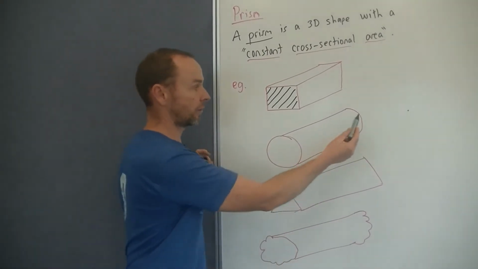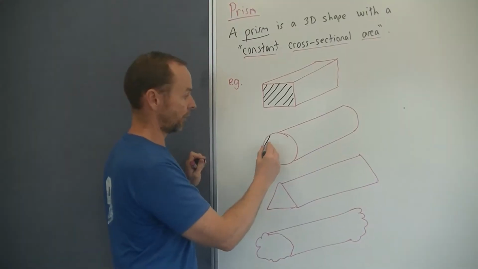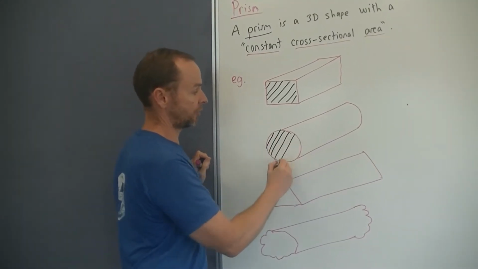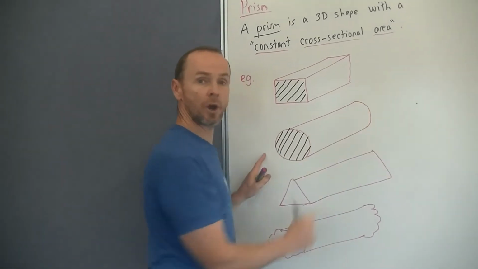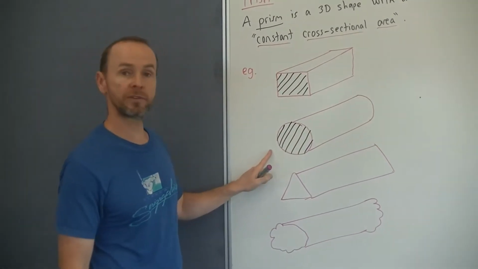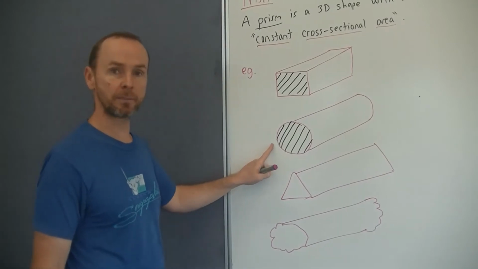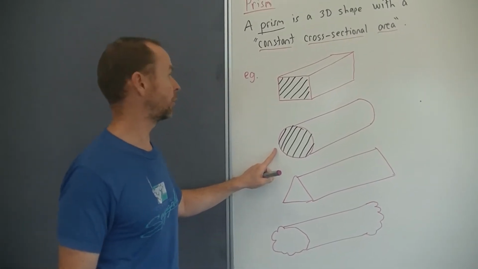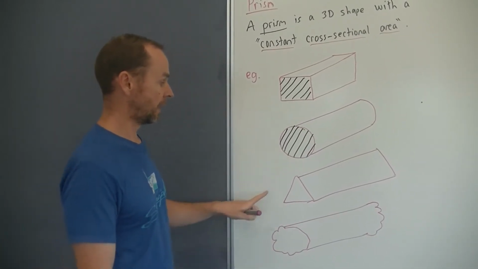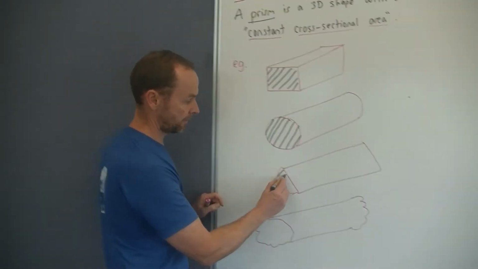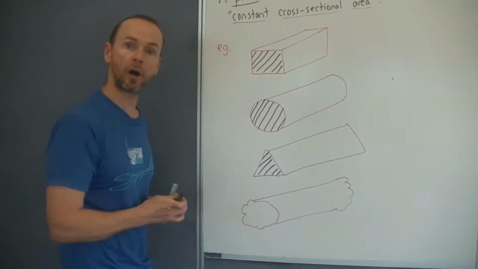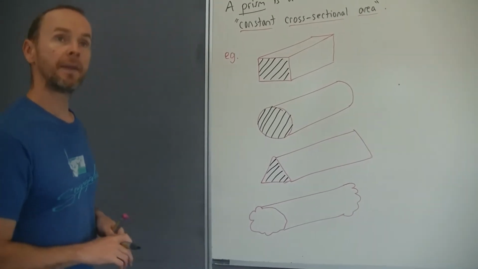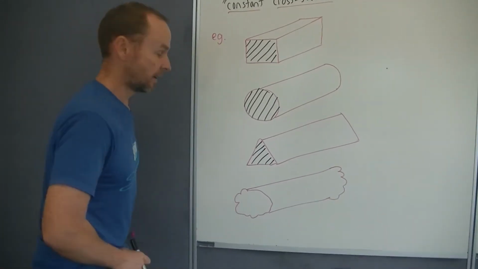So the cross-sectional area of this cylinder, if we look here, the end of it is a circle. And you notice the circle is the same the whole way along the shape. So that is a prism. You could call that a circular prism, but we have a special name for that, which is called a cylinder. Here we've got a triangular prism, because it's a triangle there, and the shape's constant the whole way along the end.